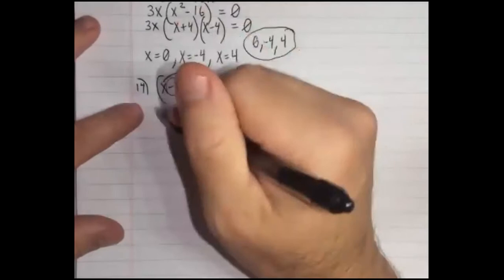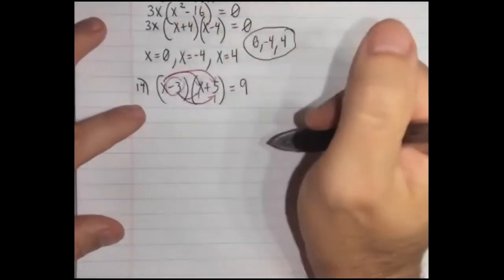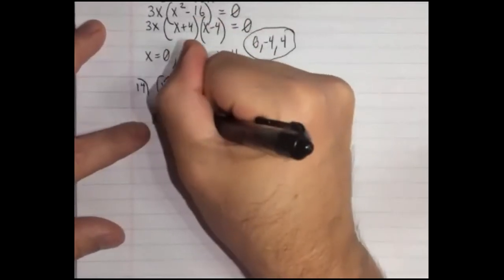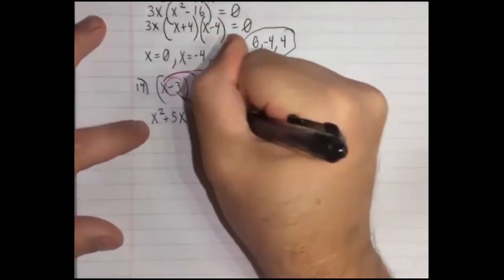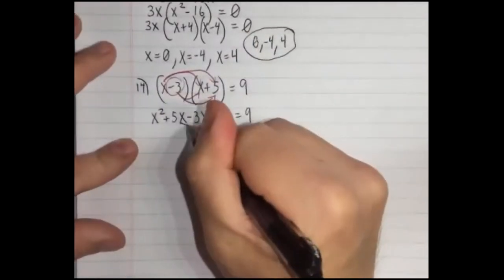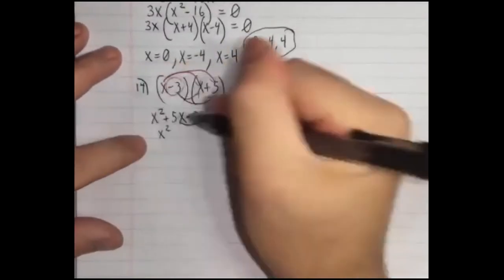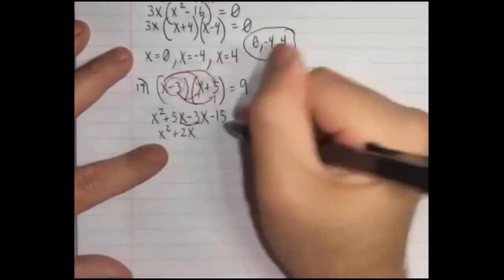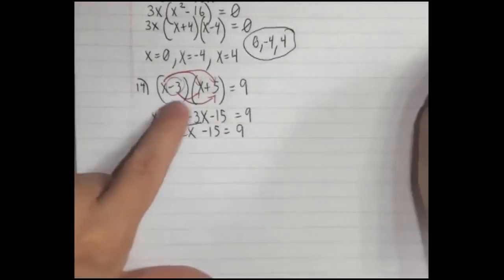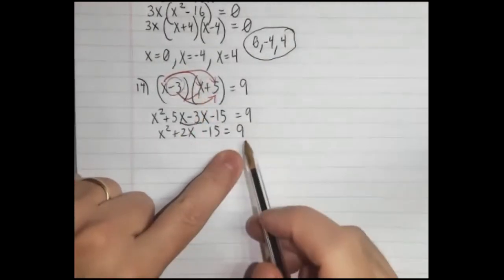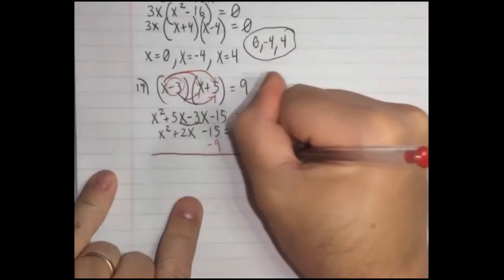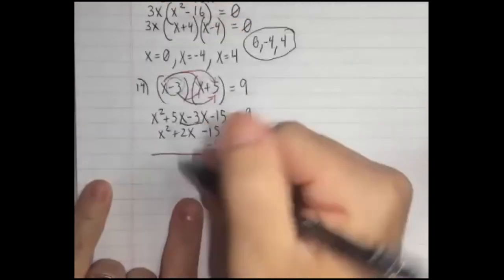And after I've done that, then I can move that negative 9 over. So let's do that first. x squared plus 5x minus 3x minus 15 equals 9. Let's combine our middle terms, so this will be x squared plus 2x minus 15 equals 9. All right, so I'm just distributing this binomial. Now I need to move that 9 over, so I'm going to subtract 9 from both sides.